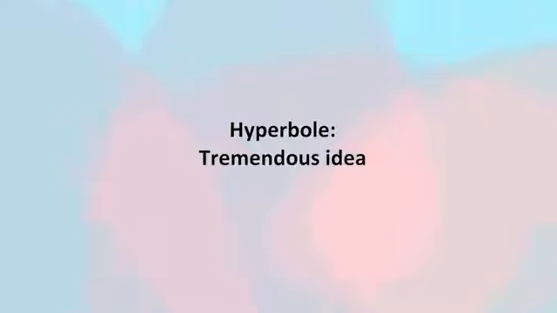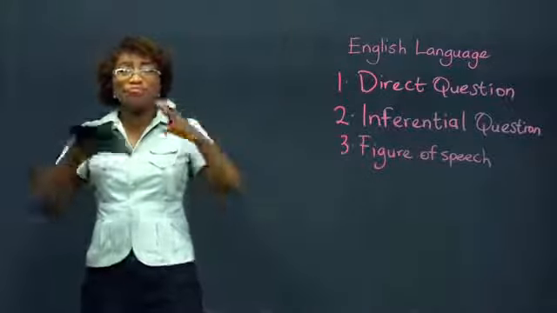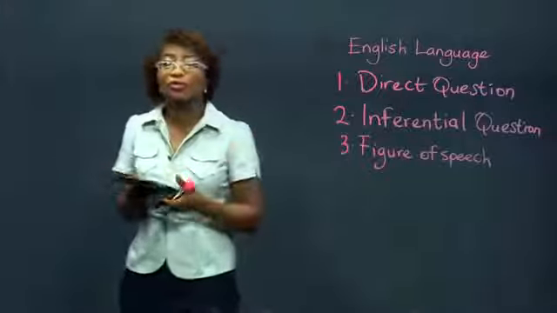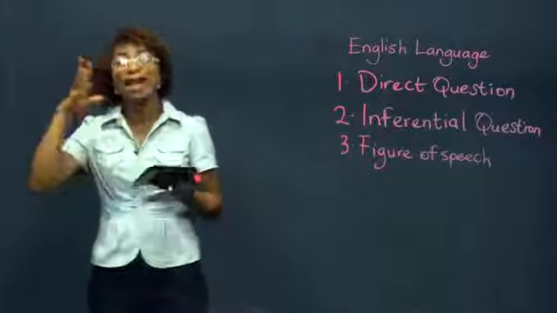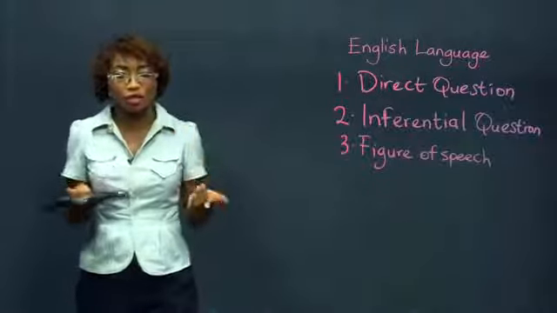Hyperbole is an exaggeration, when you exaggerate to make a point, to have an effect. The example we have here is "tremendous idea." Tremendous. An idea cannot be tremendous. When something is tremendous, it's big, it's fantastic, it's beyond this world. And so when we say, oh, he had a tremendous idea, we are using a hyperbole in that situation.